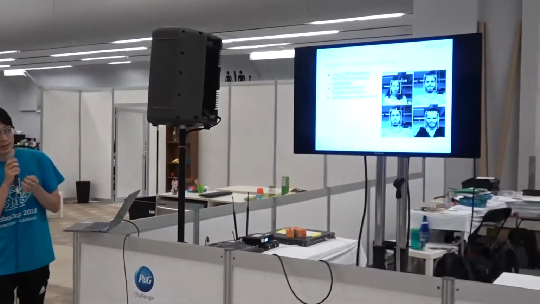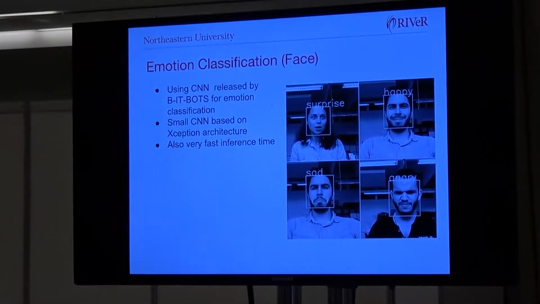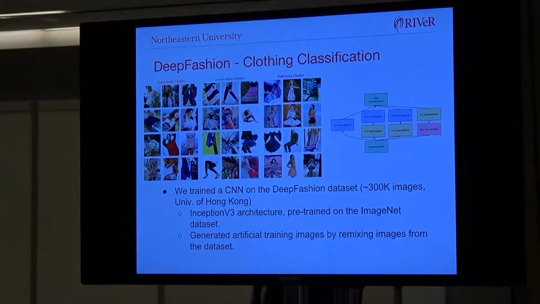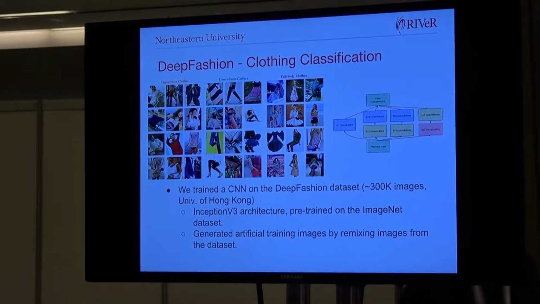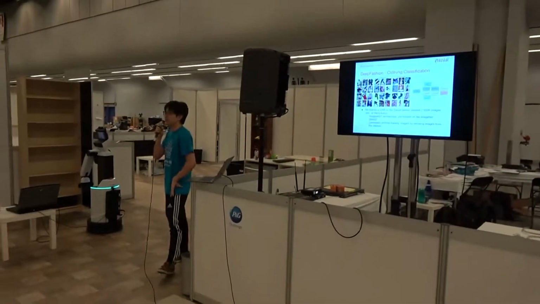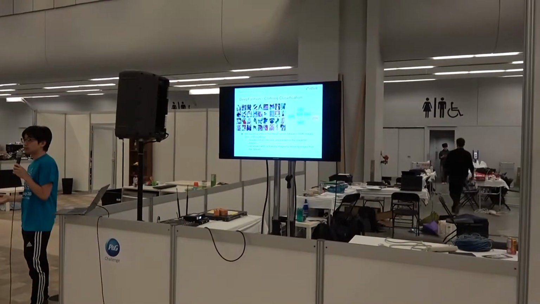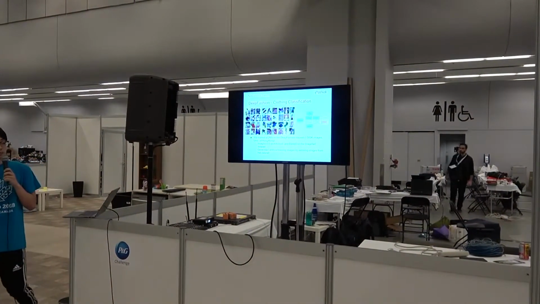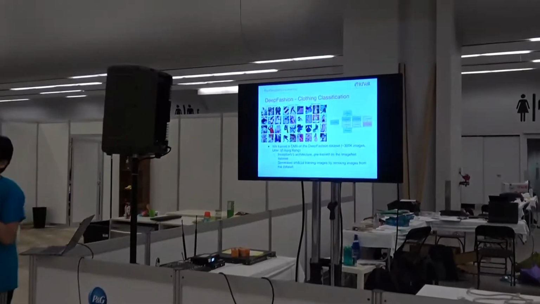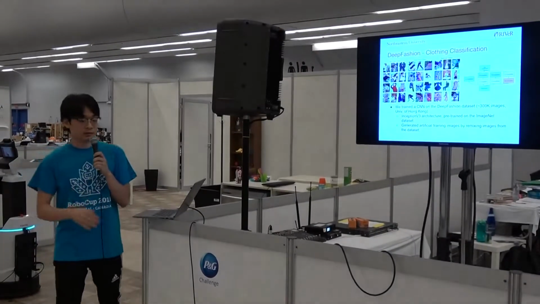We have another emotion classification neural net made by a German team from last year. And this is one of our other central contributions. We trained a neural net on a DeepFashion data set provided by the University of Hong Kong with around 300,000 images of different categories of clothing. We use the Inception V3 architecture, which is an ensemble of different convolutional neural nets pre-trained on the ImageNet data set. We also generated a lot of artificial training images when training our convolutional neural nets so that it's more robust against overfitting on the training set.